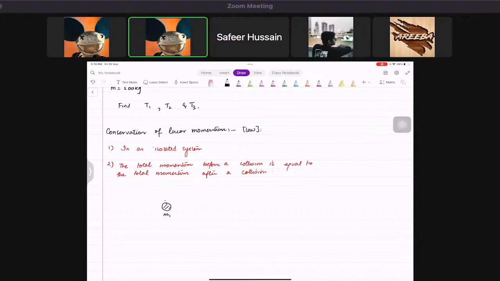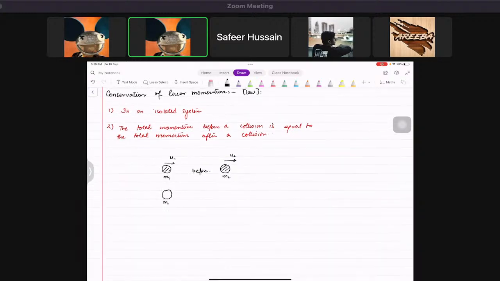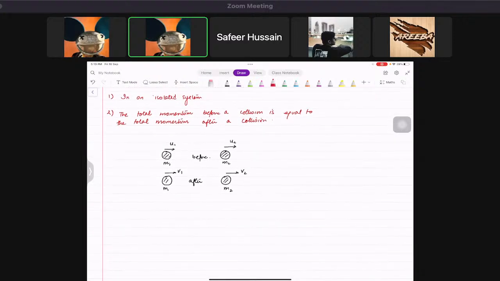What it really means is that when you have a mass m1 going at a velocity u1, and another mass m2 going at a velocity u2, that's before they collide or interact. Afterwards m1 is going at velocity v1 and m2 is going at velocity v2. That's after the collision. So the law says the sum of momentum before must be equal to the momentum after, which means m1 u1 plus m2 u2 equals m1 v1 plus m2 v2. Is it clear? Yes, sir.